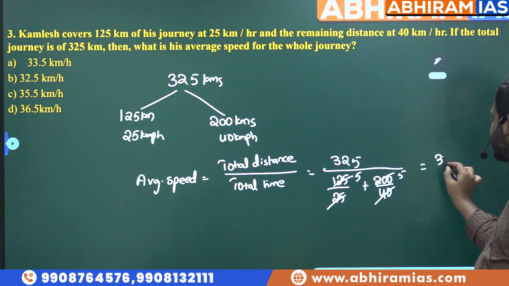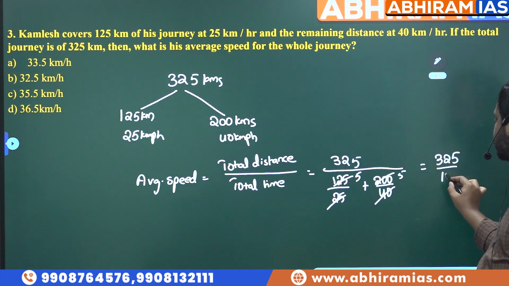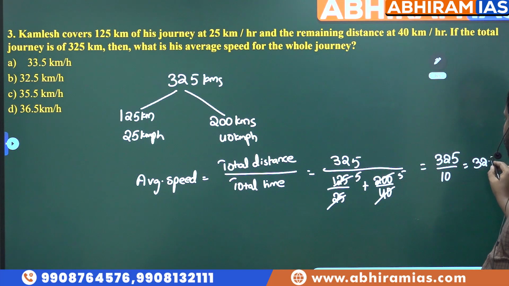So overall it will become 325 by 10. That is nothing but 32.5 kmph. That means he travels with an average speed of 32.5 kmph.